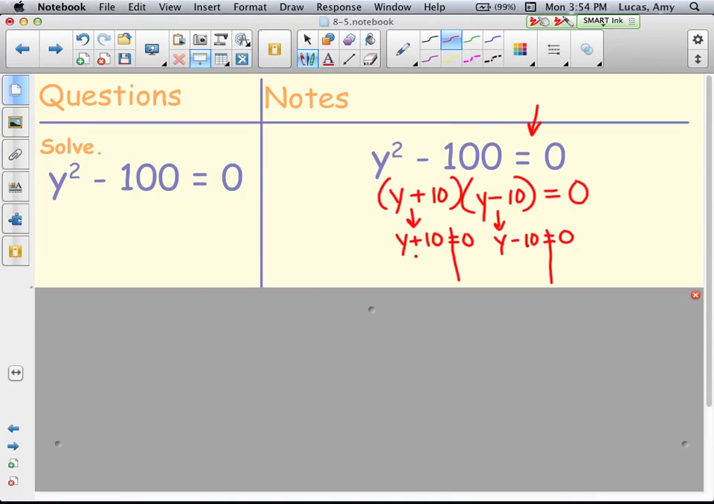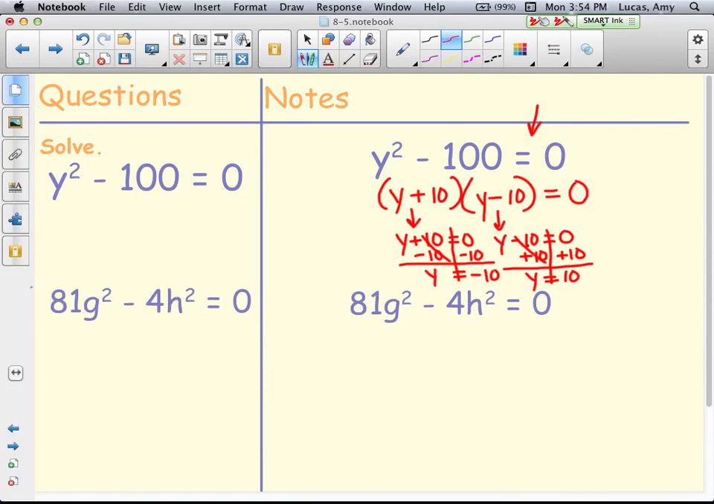Some of you can do these in your head, and others need to write it out. So I'm just going to write it out for each one. So I'm just isolating the y, solving to get the y by itself. On the more basic problems, like this one, I don't mind if you do this in your head. I do want to see the factors though.